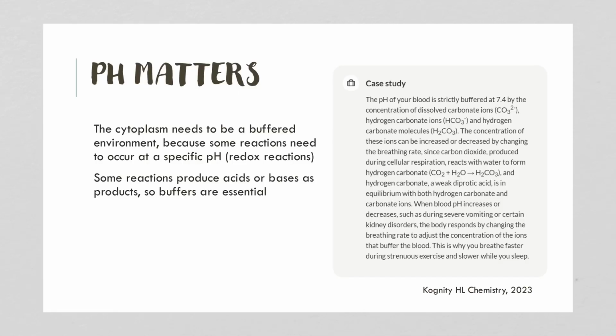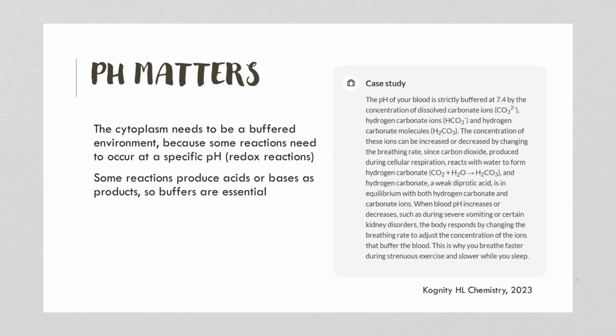So pH matters. The cytoplasm has to be in a buffered environment because some reactions have to happen at a very specific pH. Remember, a lot of the reactions are actually oxidation reduction reactions. Cellular respiration and photosynthesis are redox reactions because there is the transfer of hydrogen and electrons. Some reactions will produce acids or bases as their products, and that could impact the pH of the cytoplasm. So buffers are essential in the cytoplasm to ensure that the pH stays the same.